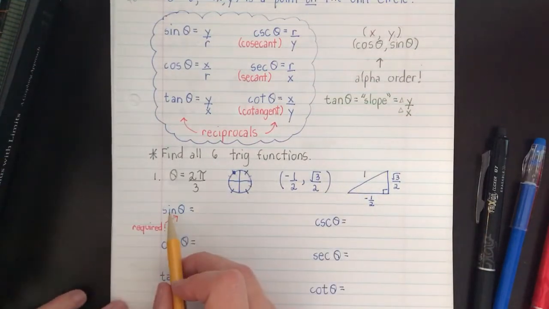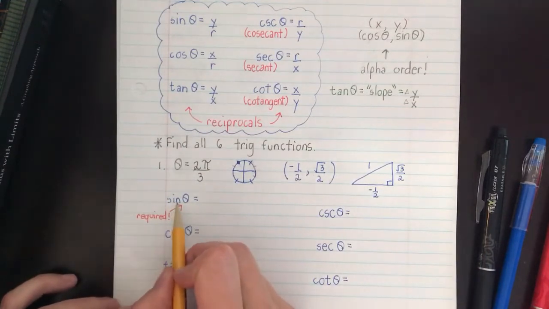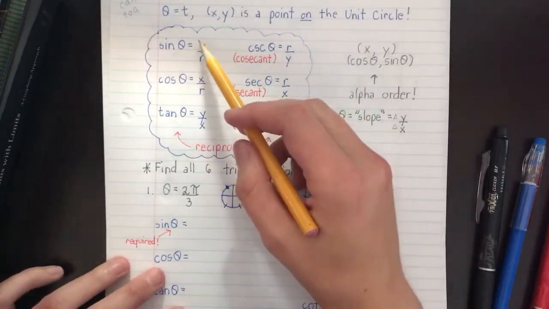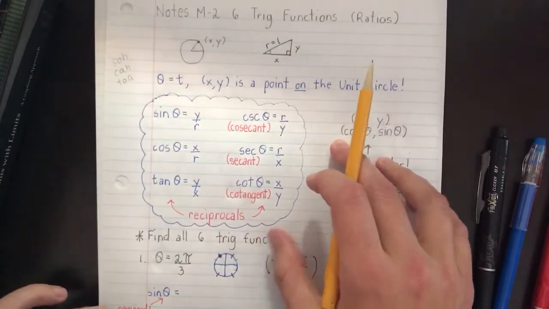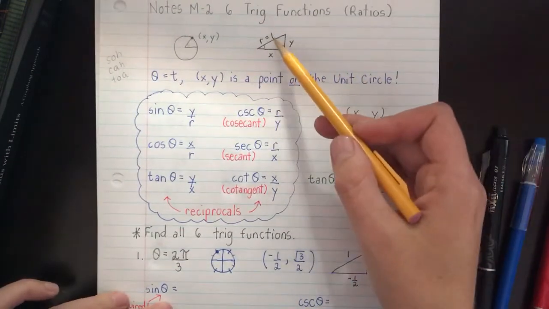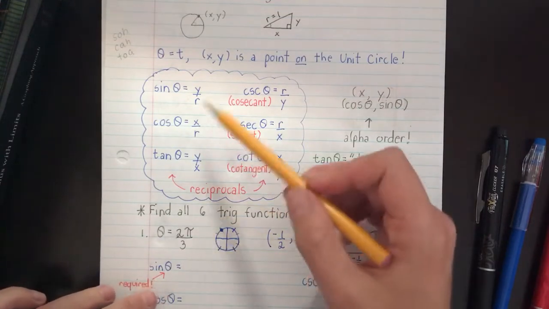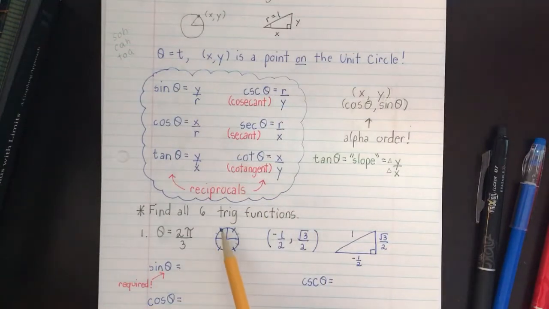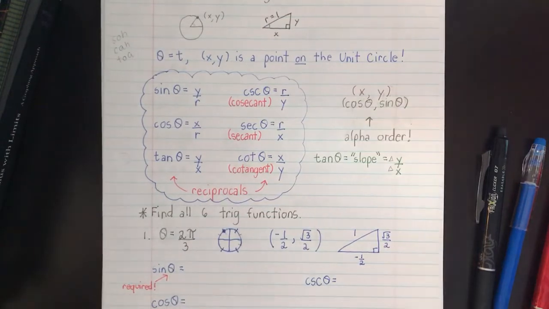If I ask you to find sine of theta, and be aware it'll always say sine of theta, not just sine, the theta is required. What am I asking you to find? I'm asking you to find y over r. Well, r for the unit circle is always going to be equal to 1. So really, in the unit circle, I'm pretty much just asking you to find y, something over 1, which would just be that something. So what is the y value of this coordinate here? That would be my sine. Remember that sine deals with y, cosine deals with x.